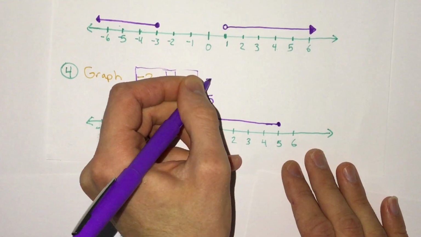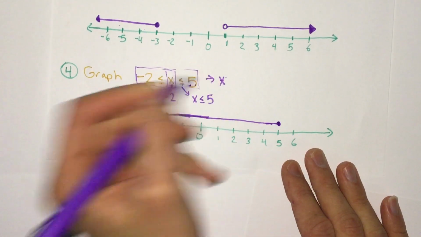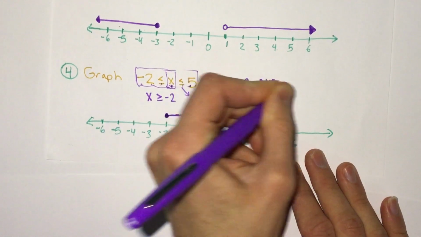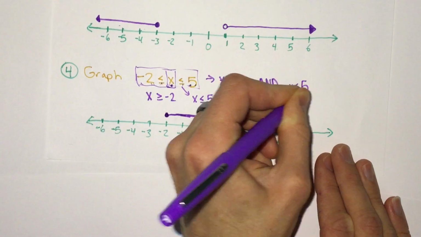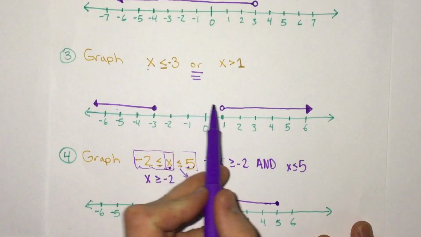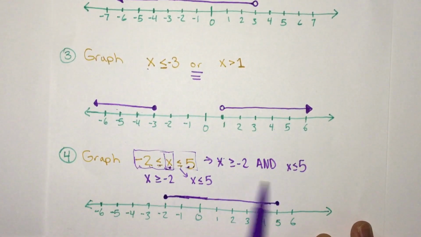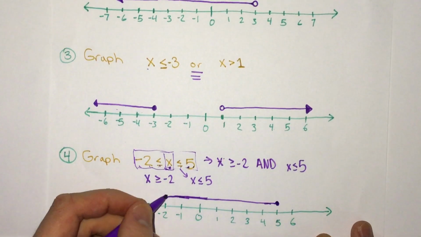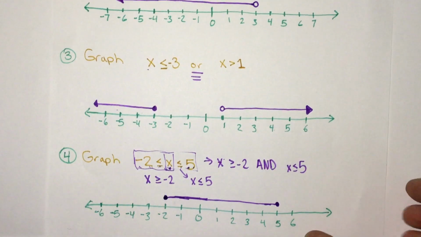Another way this could be written is x is greater than or equal to negative 2 and x is less than or equal to 5. So it's different than the one above where we had or going opposite directions. These are both happening at the same time. It's between two numbers. And that's how we graph that.